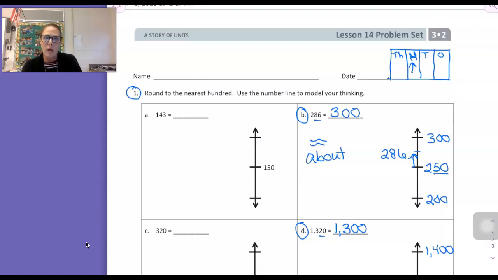So number one is 143, and remember we are rounding to the nearest hundred. So 143, the 100 before that is 100. The 100 after 143 is 200. And 143 on the number line is less than 150. So since it's not even halfway between 100 and 200, we're going to round down to 100.